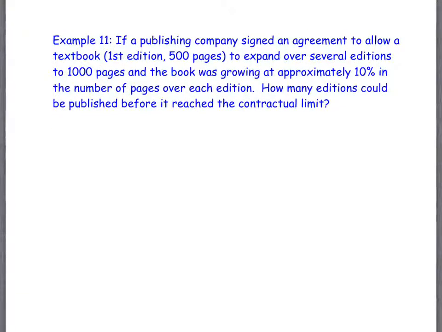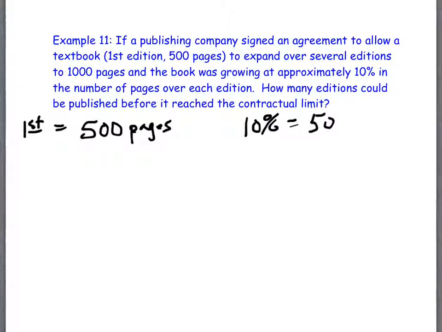So let's do it sort of in a table setup without the formulas, and then I'm going to show you where the formulas are coming into play. So here's our first edition of our book. It is 500 pages. That already is a large book, right? And then it's supposed to grow by 10%. So what is 10% of 500? That's 50 pages. So the second edition of my book will be 550 pages.